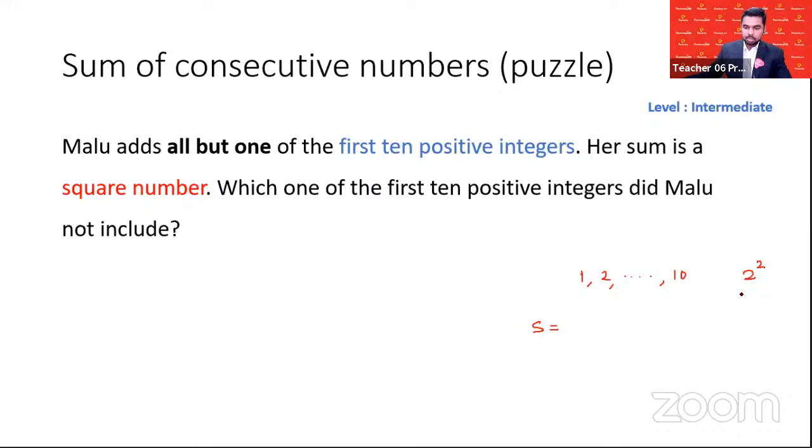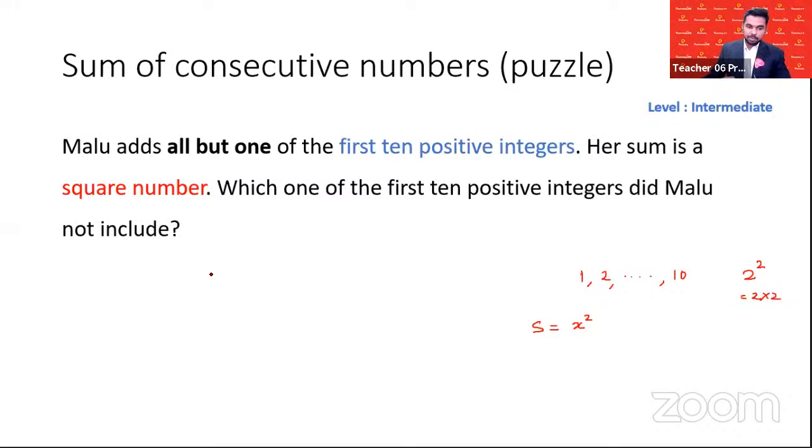2 squared means 2 into 2. So similarly, what she has got is a number x squared. This x is unknown. The sum is also unknown to some extent because she has missed one number and she does not remember what she has missed. Now the whole goal is to identify which number she has missed. A little bit confusing, isn't it? So let us try what we can do.